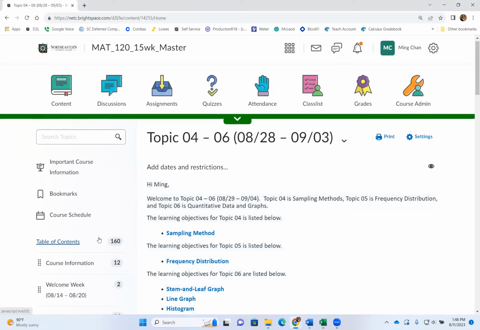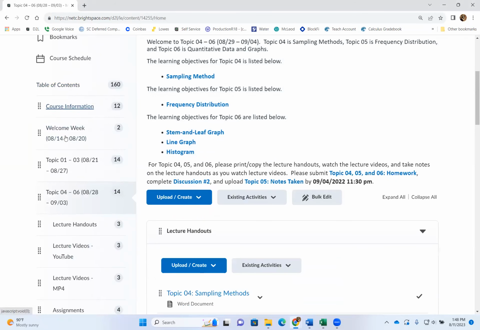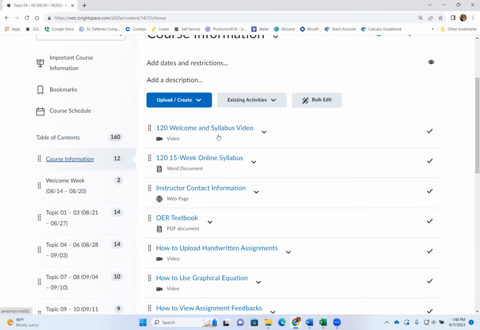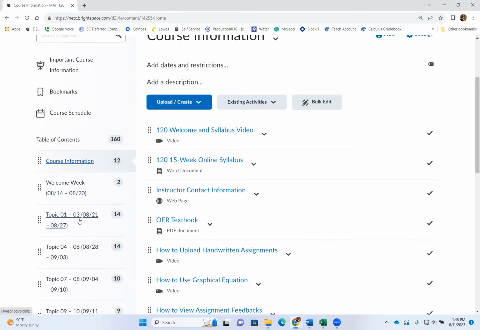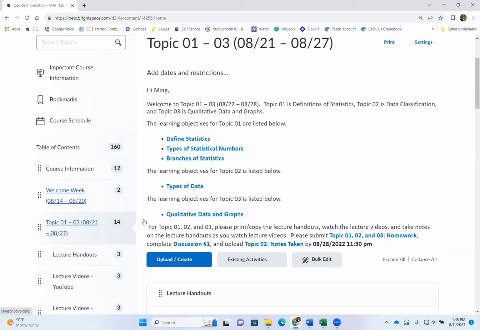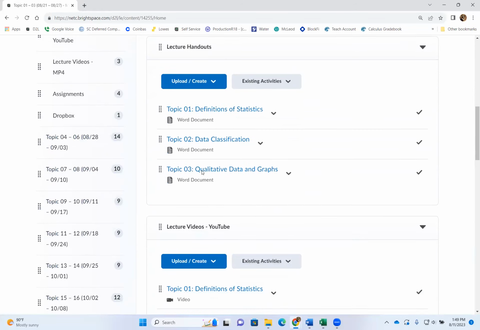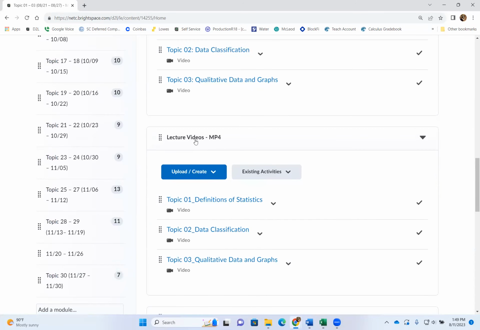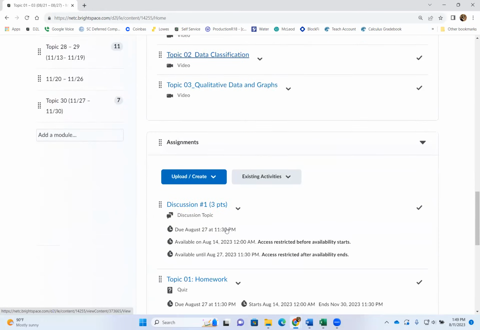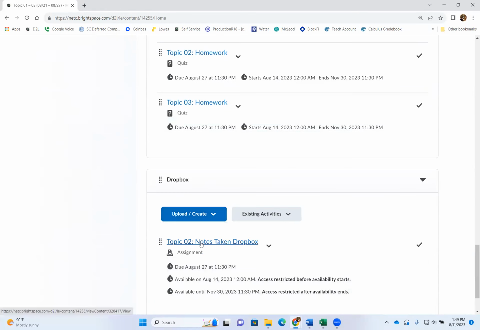On the left column, under the table of content, displays your entire course. It's divided up by the weeks. So I will go over the course information here in a little bit. So basically, every week, the way students proceed in this class, every week you're going to have lecture handouts, lecture videos on YouTube or as an MP4 file, your homework assignments, and something called a Dropbox.